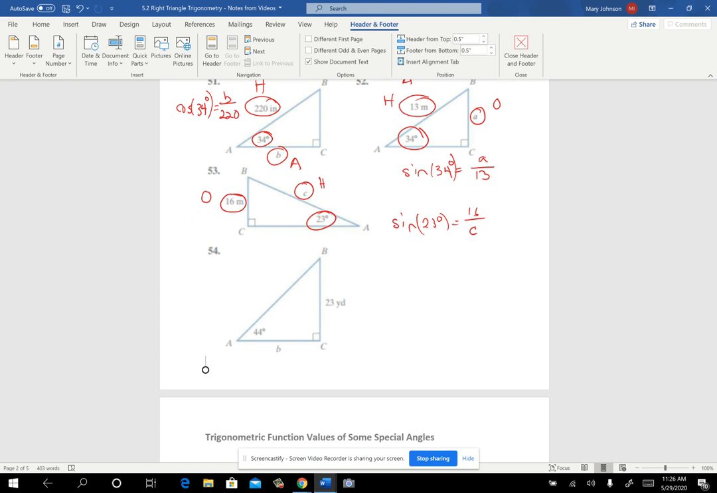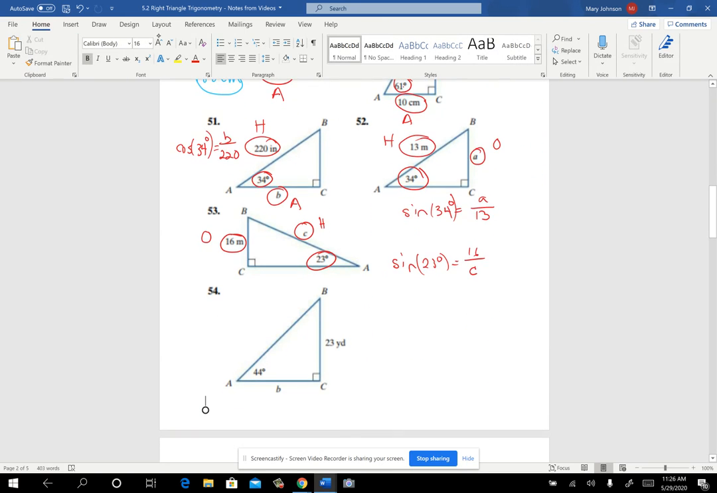Get back up here. Okay, so let's look at 54. We're being given this angle and these two sides. And so on this one, looking at 44, 23 is opposite it, and this one is adjacent. It's not the hypotenuse, that would have been over here. Okay, so we need something that relates the opposite and adjacent, and that would be tangent. So this one we can use tangent of 44 equals opposite side, which is 23, over the adjacent side, which is the unknown.